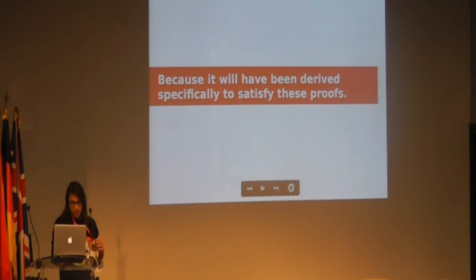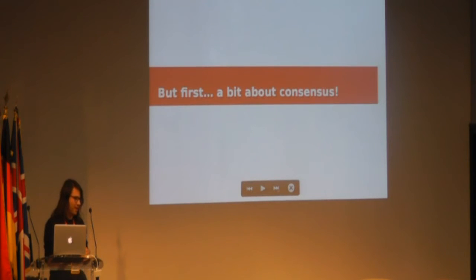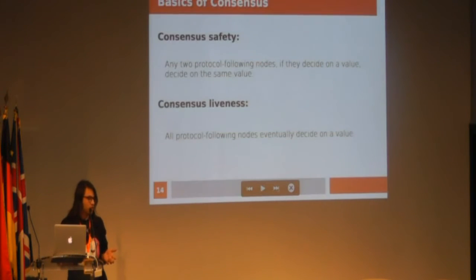So we're going to define and derive this protocol in a way that's guaranteed to satisfy the proofs that we set up for the properties that we need to have from our protocol. I'm going to show you one of these proofs, and it's going to be nice and short. It's probably going to be the shortest consensus safety proof you've ever seen. But before we get into that, let's just talk about consensus protocols, a little bit of background, hopefully.